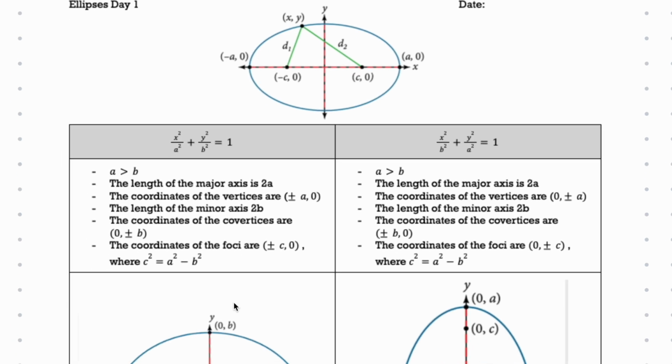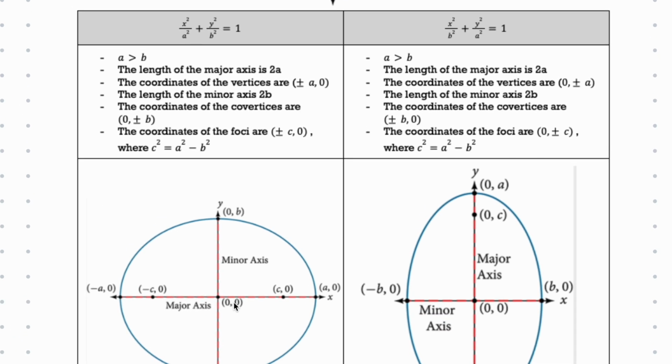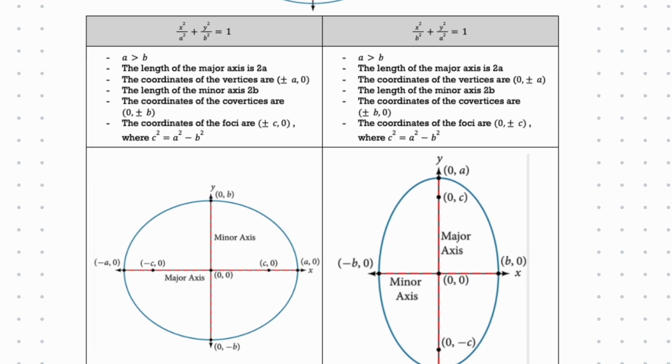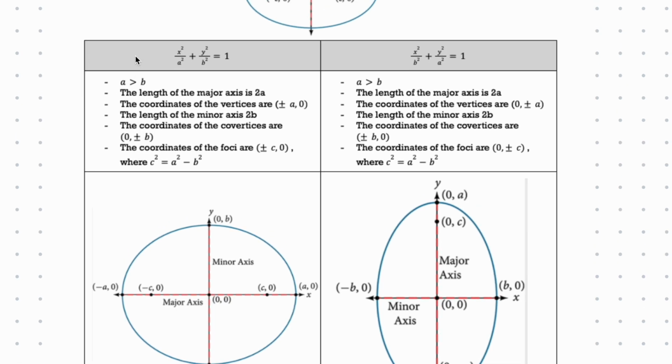Okay, so let's talk a little bit about the basic formula for an ellipse in standard form. So this is for when a is greater than b, and so a is basically going to relate to our major axis, and our major axis is going to have a length of 2a, and b is going to relate to our minor axis, which is going to have a length of 2b, right?